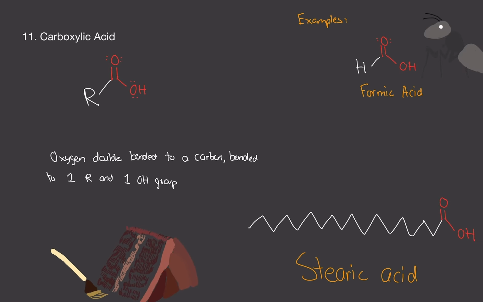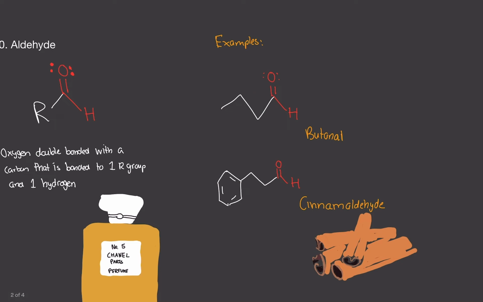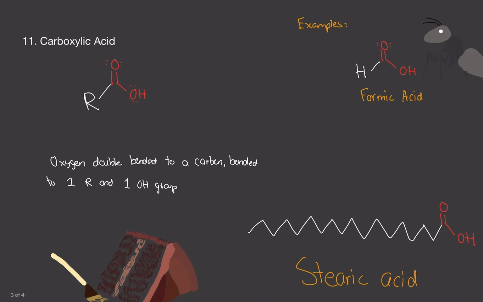Aren't these kind of interesting, how you learn about these real life concepts? I'm hoping this will help you remember these, because honestly, you learn about organic chemistry, but you really want to know how to apply it to real life. Otherwise, it's just boring. But you can see how we go from ant venom to chocolate, to perfume, to cinnamon. Organic chemistry is endless.